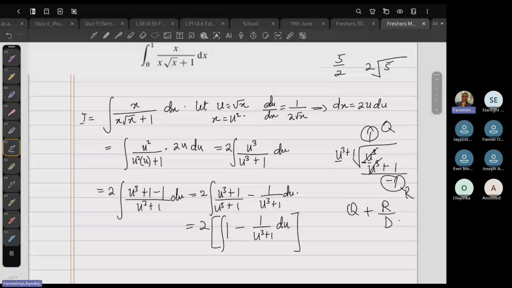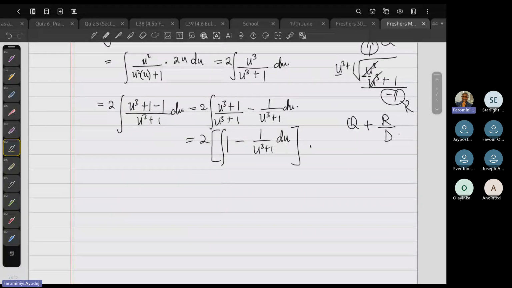Any problem before we continue? Is this clear up to that point? So we can either have used the long division or just a simple manipulation. All right, so if that is clear, I'm going to move on.